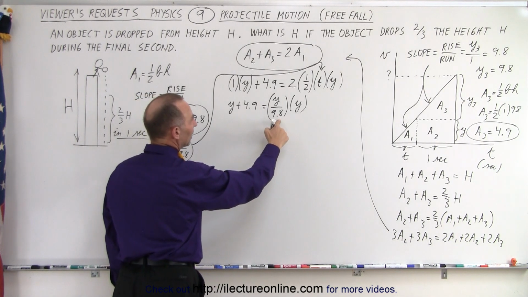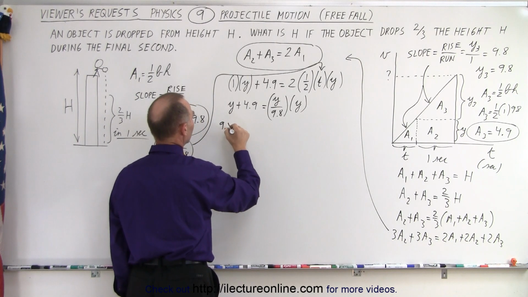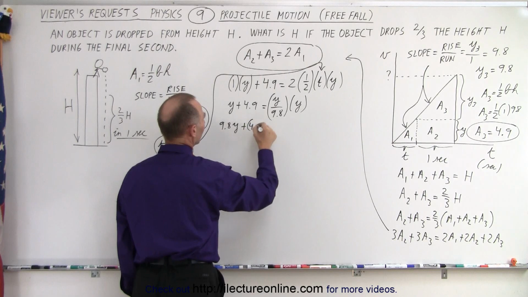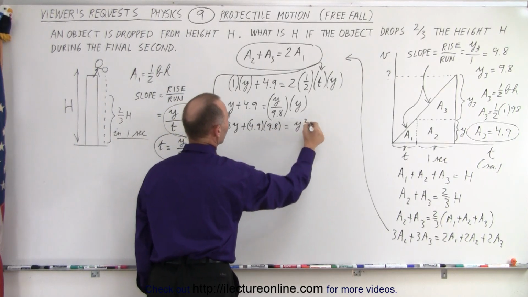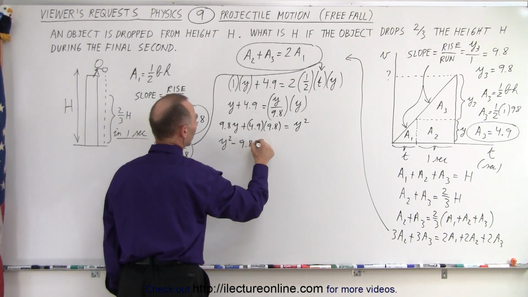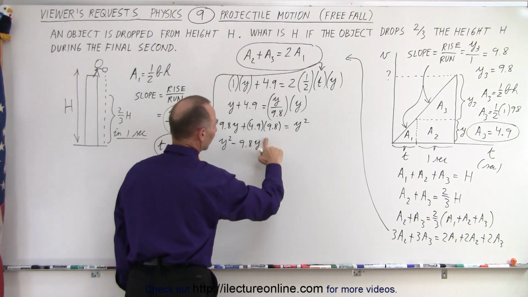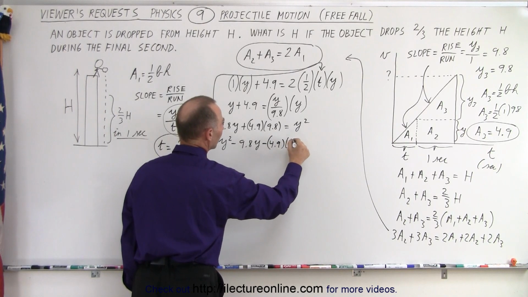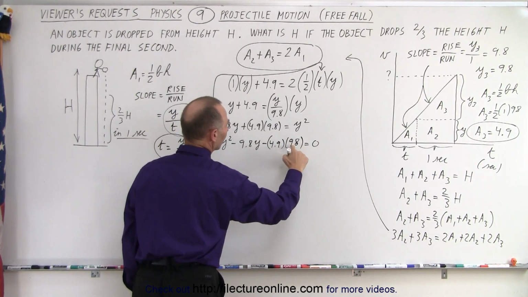Multiplying everything by 9.8, I get 9.8y plus 4.9 multiplied times 9.8 is equal to y squared. Or y squared minus 9.8y, not plus but minus, because I have to move it across, so minus 4.9 times 9.8 is equal to 0.